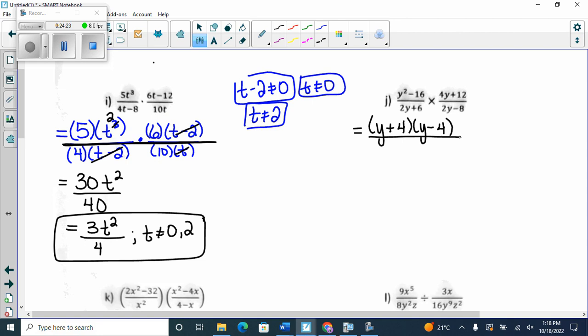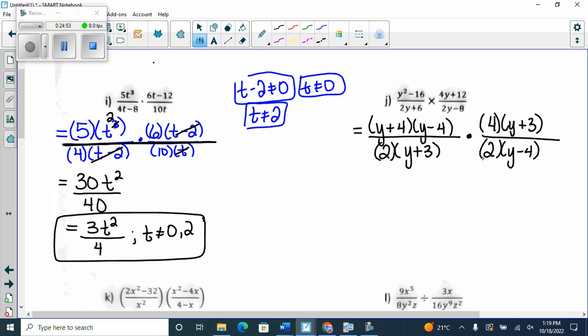The bottom, I can take out a 2. So I told you, if you're missing something, it's often a difference of squares. We agree? So you take out a 2, and we're left with y plus 3. Then we do a multiplication dot. The top I can take out a 4, and I'm left with y plus 3. And the bottom I can take out a 2, and I'm left with y minus 4.